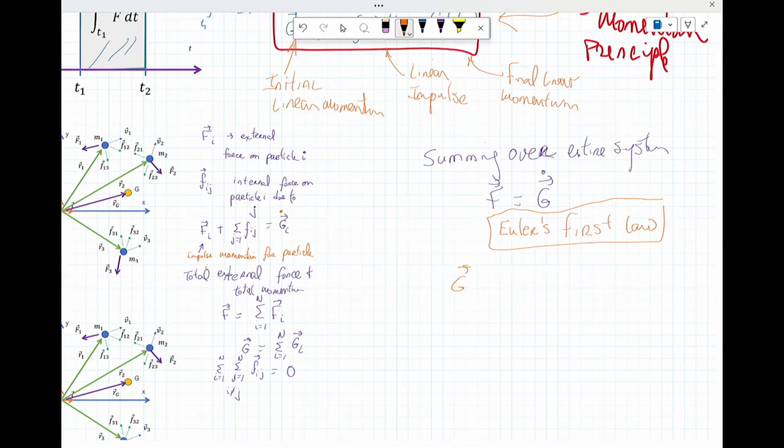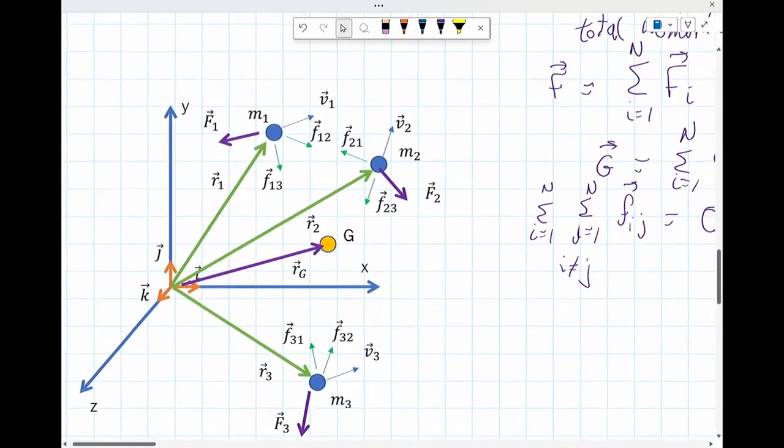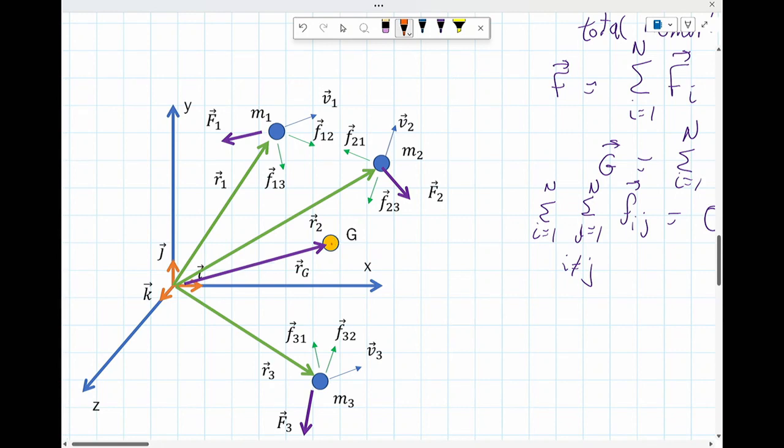G is equal to all of those individual momenta, and it will equal m v_G. Now, if you look over here, that's G, which is the center of mass.